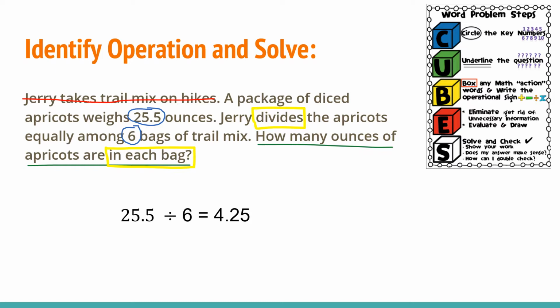Now, to know which number goes first or second, first I have to think about what he's doing. He has packages of diced apricots, and he divides those same apricots into 6 bags. That means 25.5 was my total number, and he's going to break that apart into 6 bags. Understanding which number goes first and second in our division problem is extremely important to make sure our division is correct.